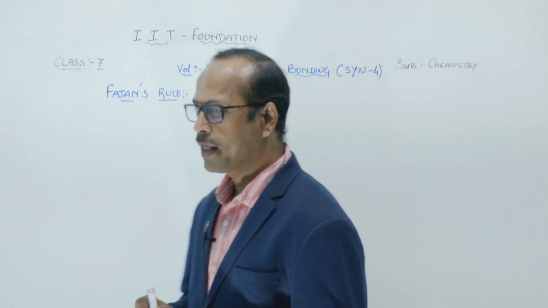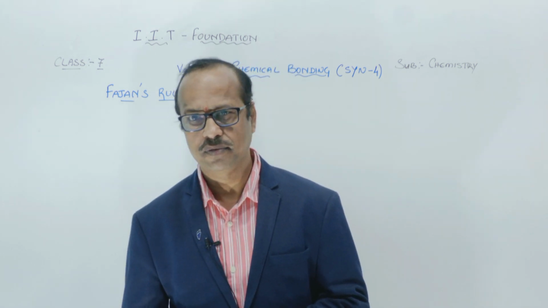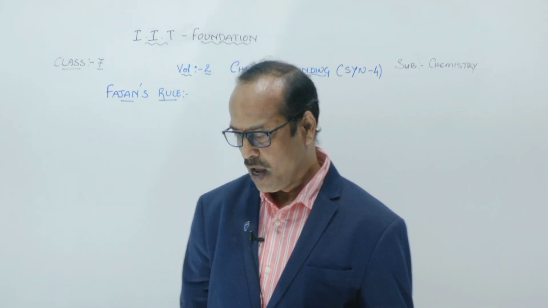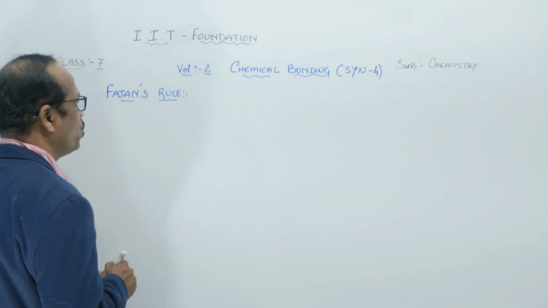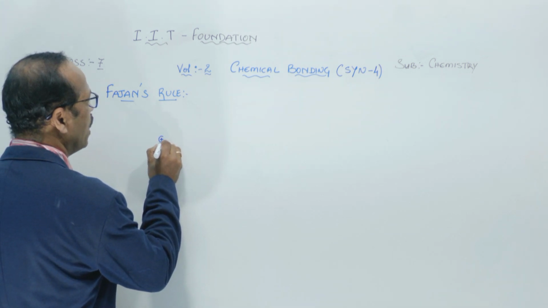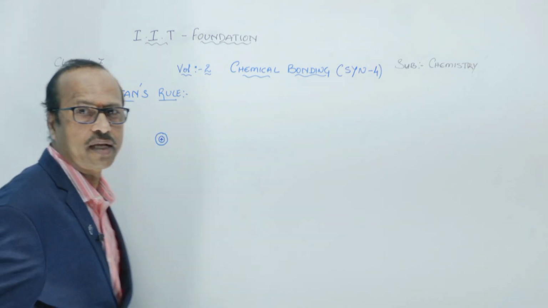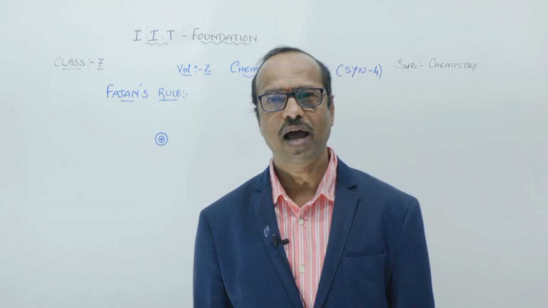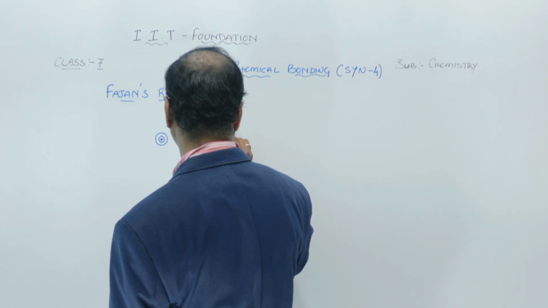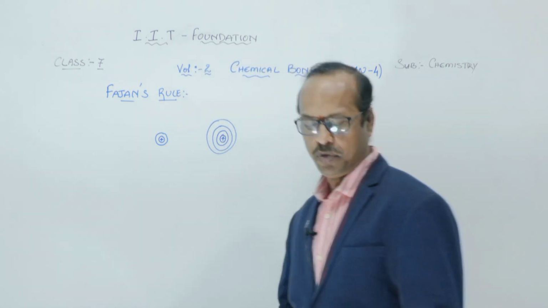So see students, atoms are generally spherical in shape. Now, for example, I will take two atoms. One is a small atom. This is the nucleus, and this is one orbit. Imagine one small atom I have taken. Now here I have taken some big atom, like this.